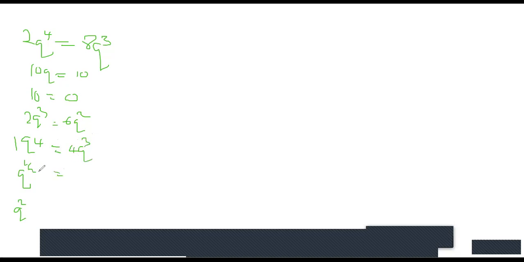q^(1/2), differentiate it, is ½ q^(-1/2). q² is what? 2q. These are just derivatives.